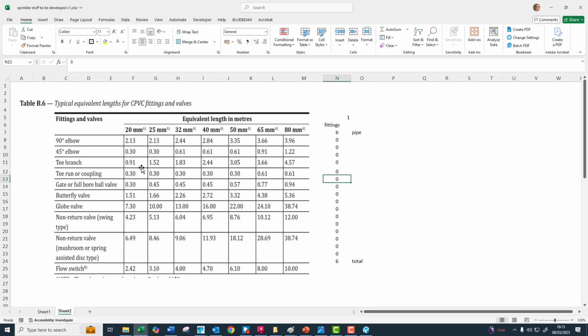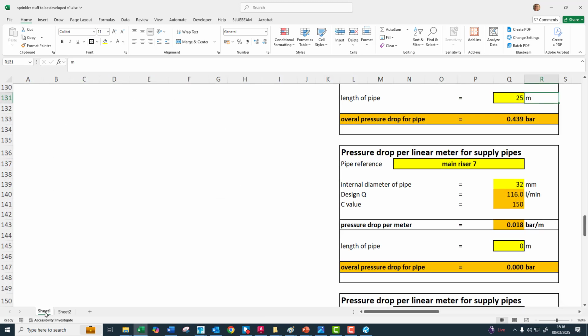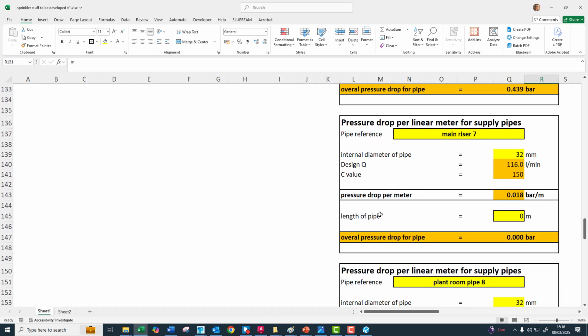We're on 32, T branch 1.83, should have remembered that, shouldn't I? 0.83, 1.83. So we're getting to 11.5 meters, getting to the point where we're figuring out the kind of components that are offering a degree of resistance. So we've got 11.5 meters on that.